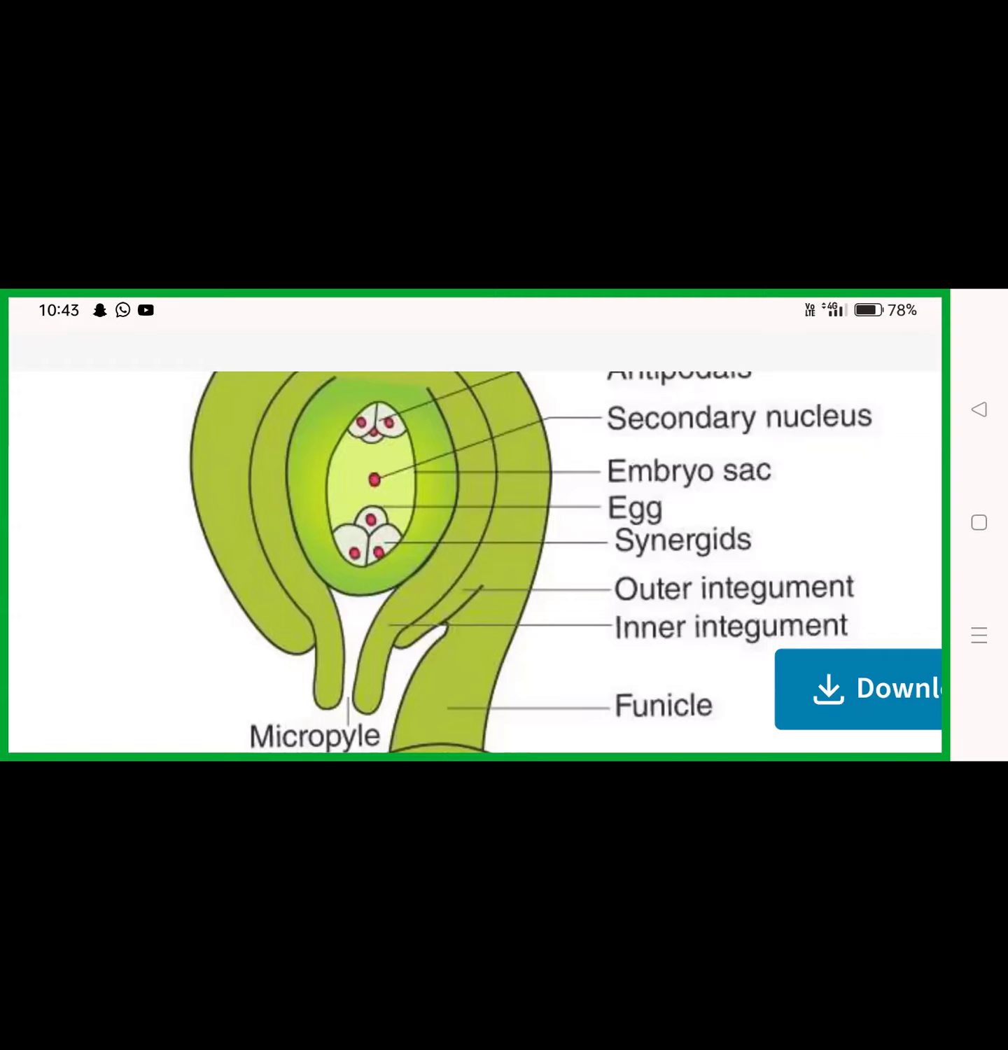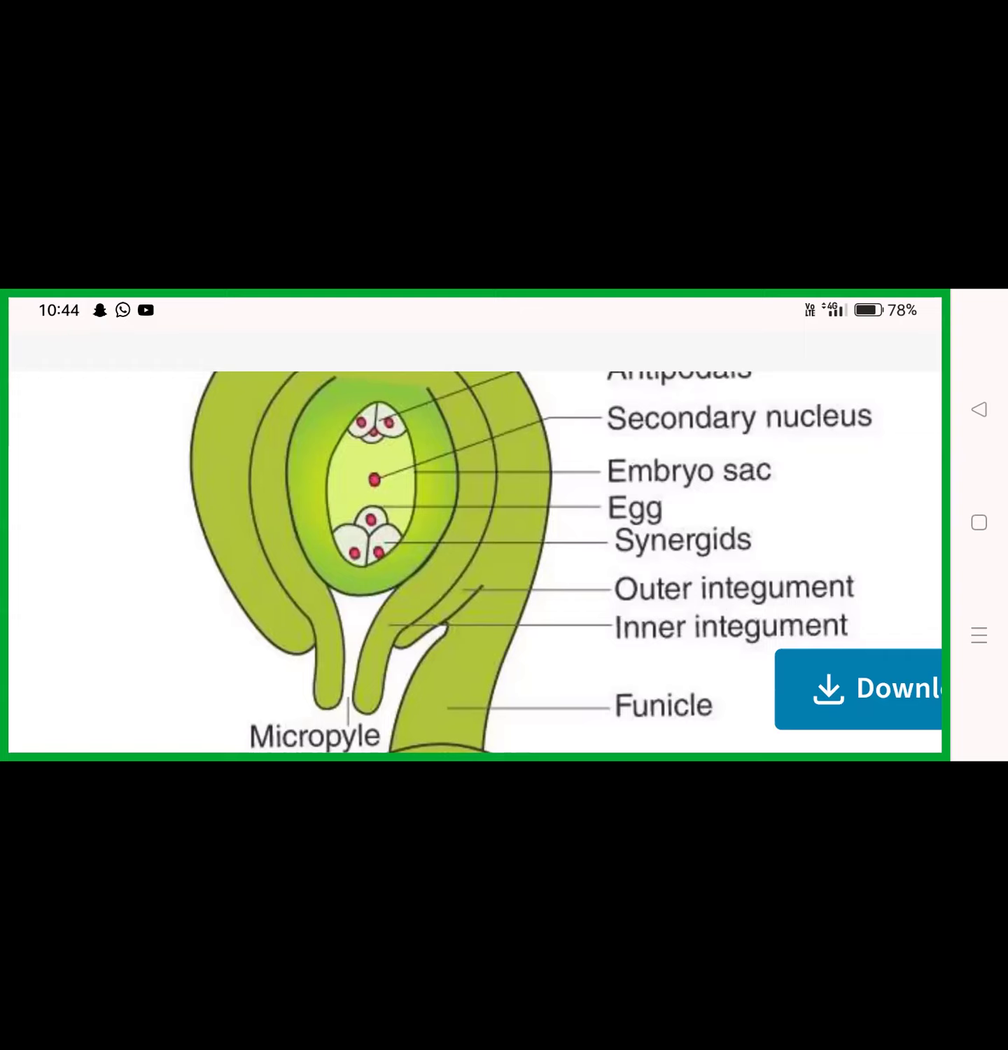Next, coming to polyembryony. The occurrence of more than one embryo in a seed is known as polyembryony. In that name, poly means many, and embryony means many embryos are developed. Polyembryony examples are Citrus and Mangifera, that is, mango and citrus.